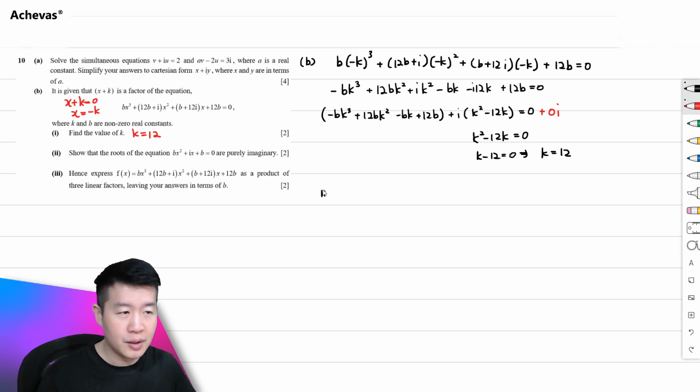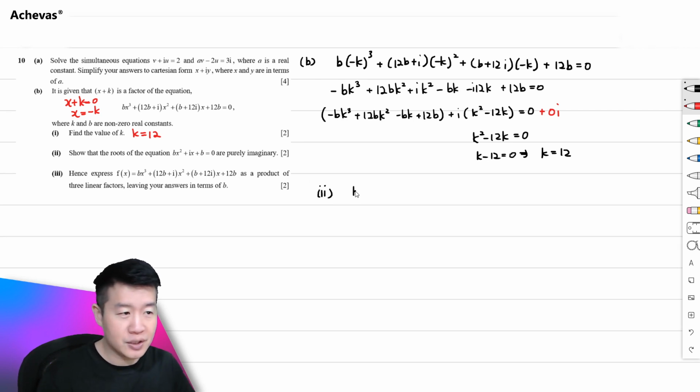Next, part 2. Part 2 is sort of weird. We are supposed to show that the roots are purely imaginary, and I don't think it is easy for us to immediately see how the roots are going to be purely imaginary. So what we can do is to at least try to find the roots first, and let's see whether there is any way that I can prove that all the roots, there are just 2 roots, are going to be purely imaginary.